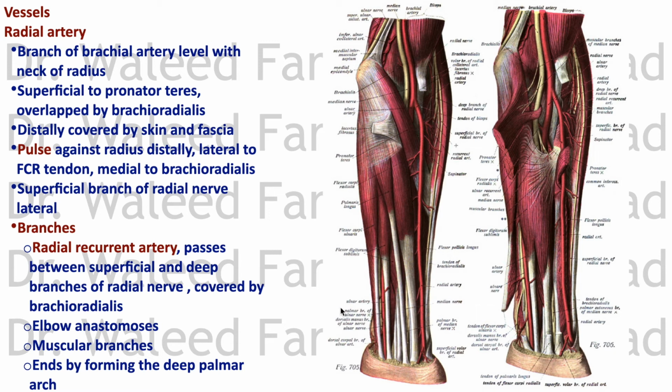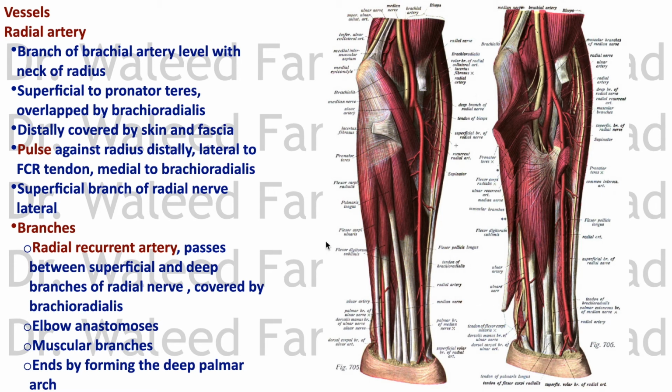Okay? The superficial branch of the radial nerve is lateral. Now, doctors, please, the nerves in the forearm are on the outside and the vessels are on the inside. Okay? Nerves on the outside and vessels on the inside.